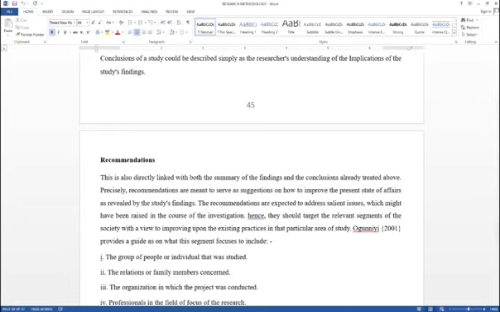Remember, the aim of the work is to add to the already existing knowledge. You have to bring out something new for us. So your recommendation really matters a lot. This is also directly linked with both the summary of the findings and the conclusions already stated above. So they have a kind of linkage. Precisely, recommendations are meant to serve as suggestions on how to improve the present state of affairs as revealed by the study's findings.